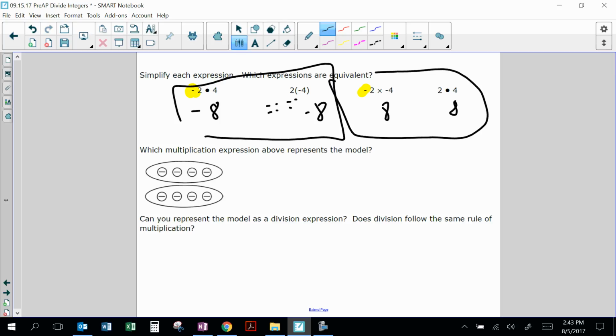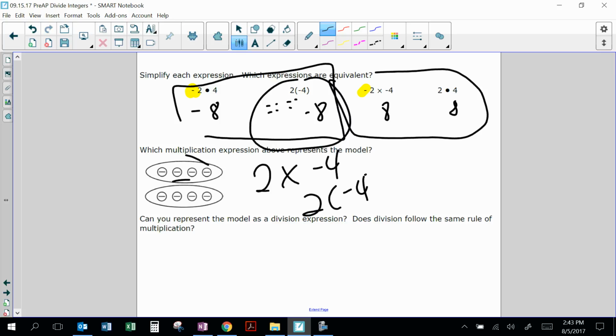Which multiplication expression above represents the model of this? I see negative 8, so it has to be one of these two. I see two groups, and each group has negative 4. So it's this one: 2 times negative 4. Two groups of negative 4, or 2 multiplication dot negative 4.